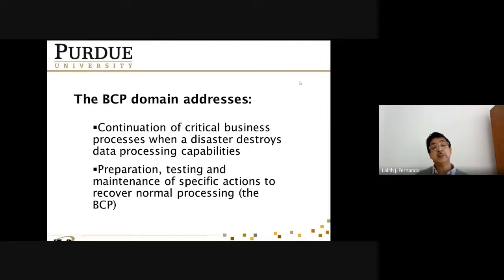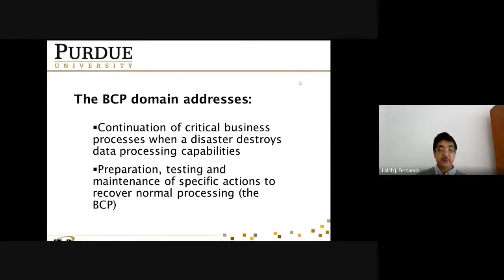Now, here the concern is on data processing and data processing capabilities. I think in present-day organizations, this is very relevant. Now, the BCP domain addresses the continuation of critical business processes when a disaster destroys data processing capabilities. That is the heading here: preparation, testing, and maintenance of specific actions to recover normal processing. That is what you call the BCP. Anyway, this is really worthwhile to think about.